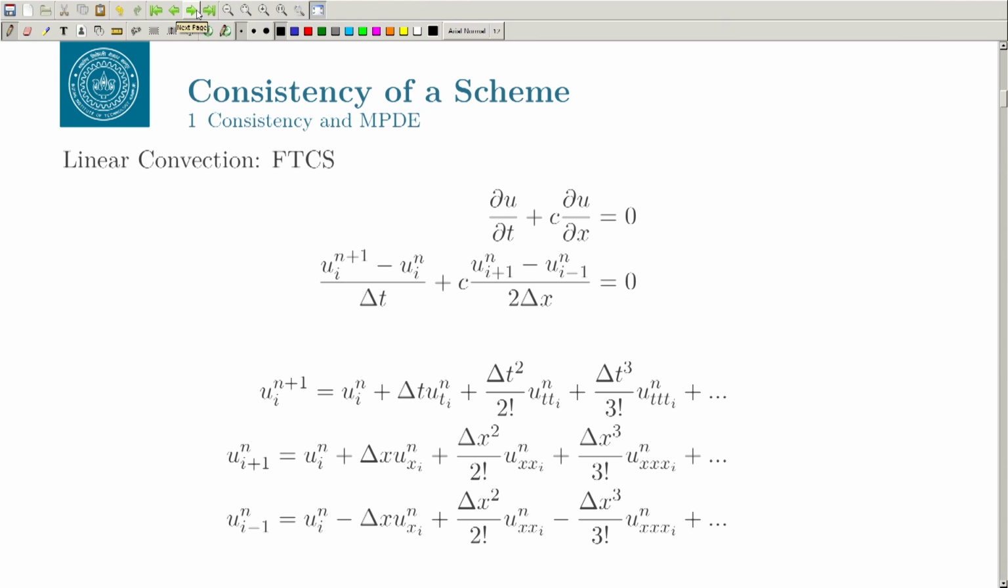Okay. So, we had started the discussion with the consistency of the equation, and we had said that if the truncation errors go to 0 as your delta t and delta x, the time steps and the spatial grid size, go to 0, then it is a consistent scheme. That also means that my partial differential equation and my finite difference approximation to that scheme are consistent. Okay. So, let me revise this for you briefly.